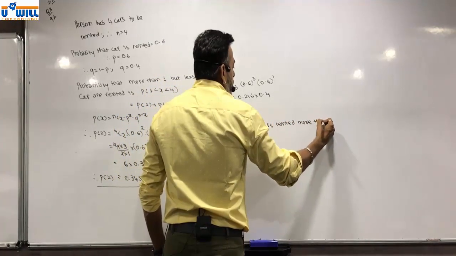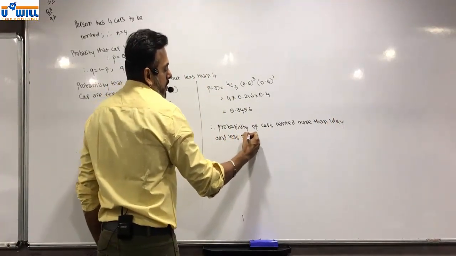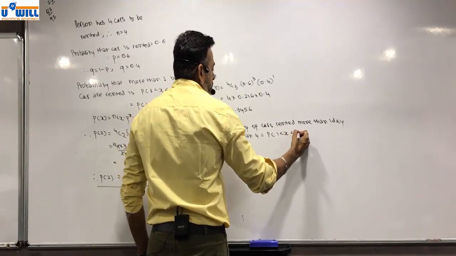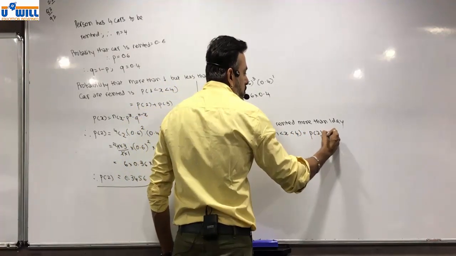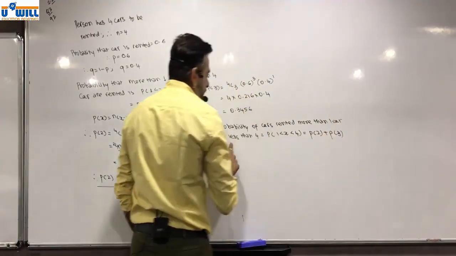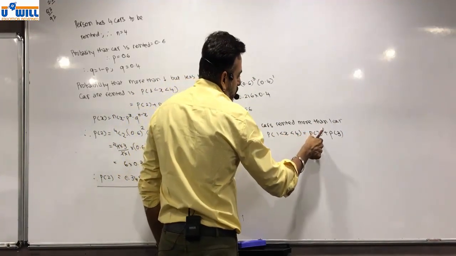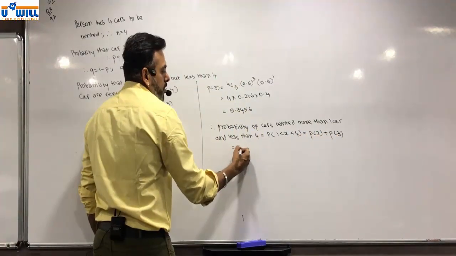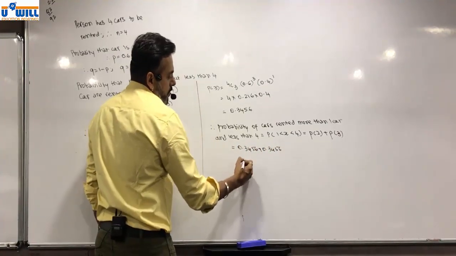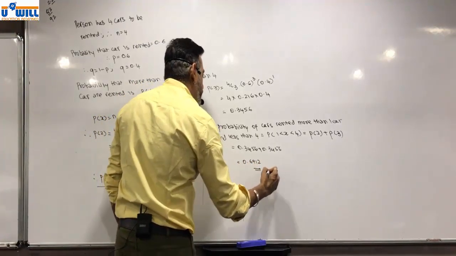Therefore, probability of cars rented more than one and less than 4 is probability of x greater than 1 and less than 4, which is equal to probability of 2 plus probability of 3, which is equal to 0.3456 plus 0.3456, which is equal to 0.6912. Answer.